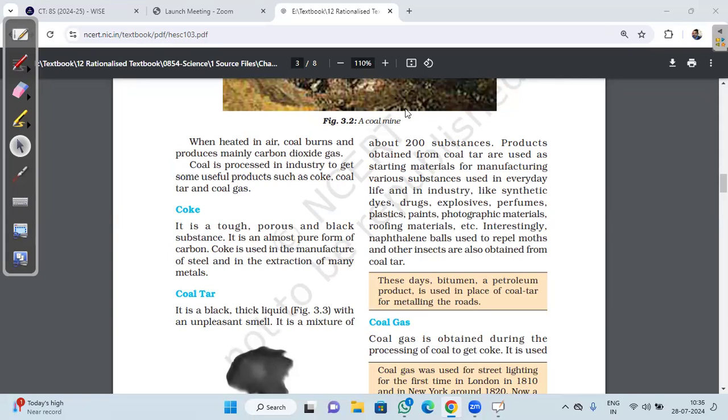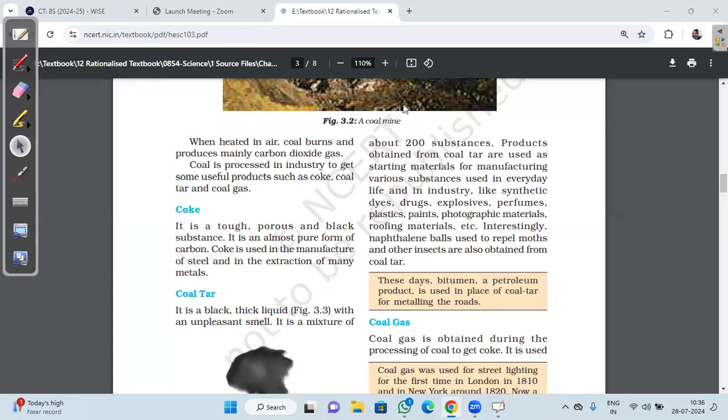Right? So it is a tough, porous, and black substance. It is an almost pure form of carbon. Coke is used in the manufacture of steel and in the extraction of many metals. Extraction of metals, okay, and in the manufacture of steel also.